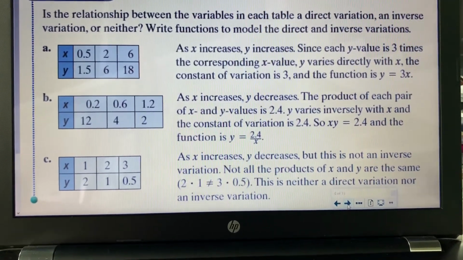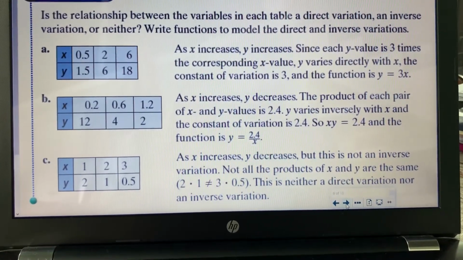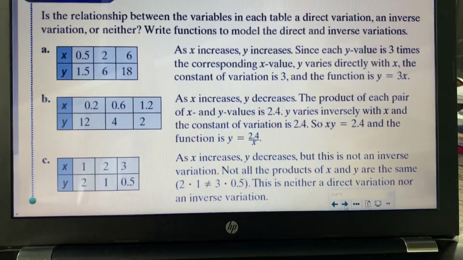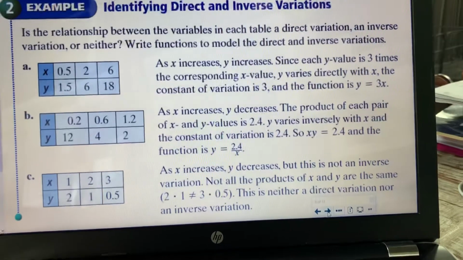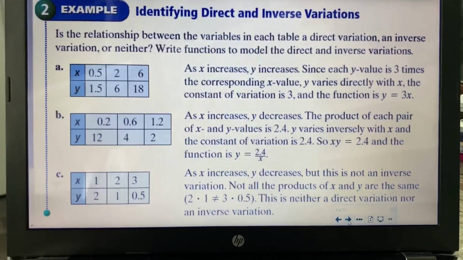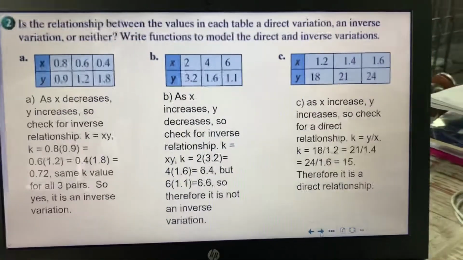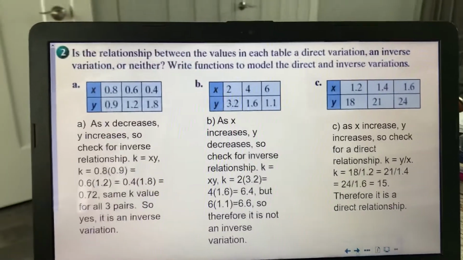And it's definitely not direct, because if it's direct, they'd have to be doing the same direction. If x is increasing, then y would have to increase also. So that one is a neither. So you do not have to write an equation if it's a neither. Next slide just gives you 3 more examples exactly like those 3.